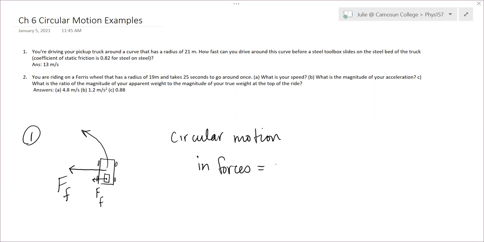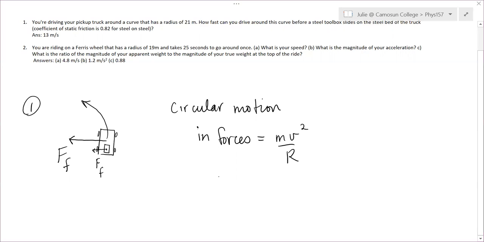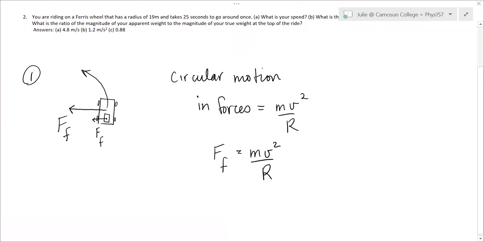There are no forces out here. This equals mv squared over r. Okay, so this net force in, which also gets the fancy name centripetal force, but I don't like to use that term. The net force in is just the force of friction, is mv squared over r. So that's the equation for any vehicle driving on a flat road, turning a corner, or going around in a circle.